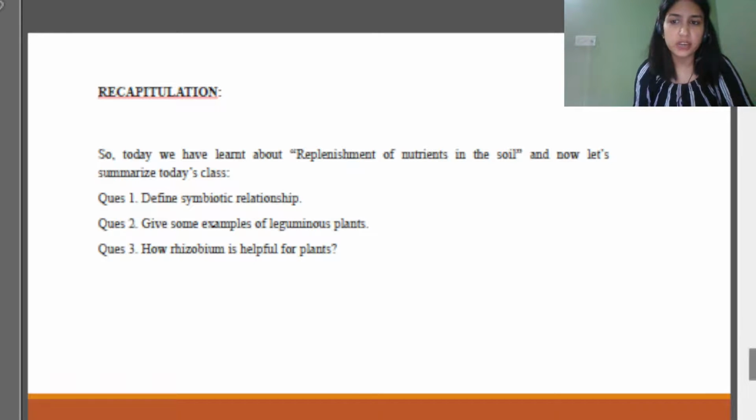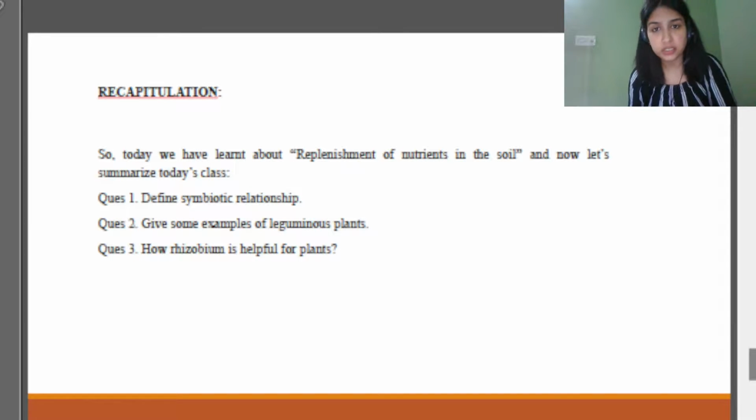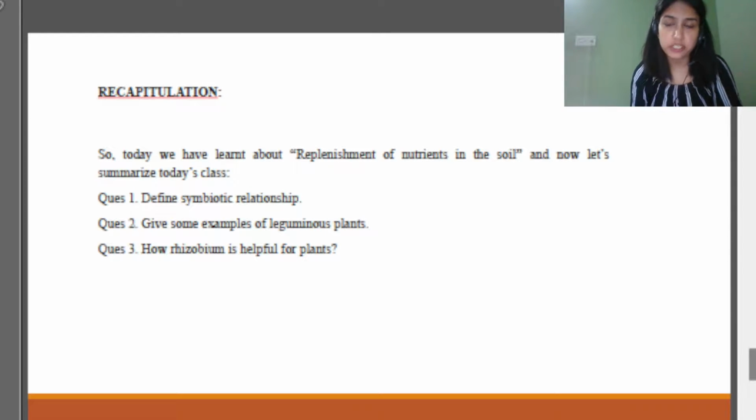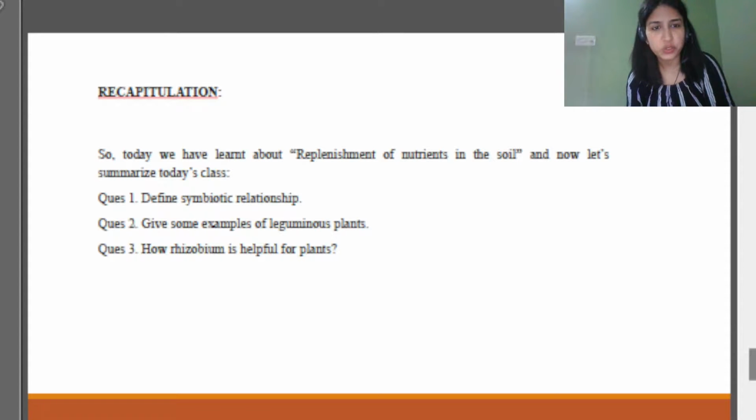If we talk about how rhizobium is helpful for plants, we have just discussed that rhizobium is helping the plant by fixing atmospheric nitrogen into soluble form, which the plant is not able to do. In that way, rhizobium bacteria is helping the plants, and in turn it is getting food from the plant, because it is not able to make its own food. Very good students, you have done well.